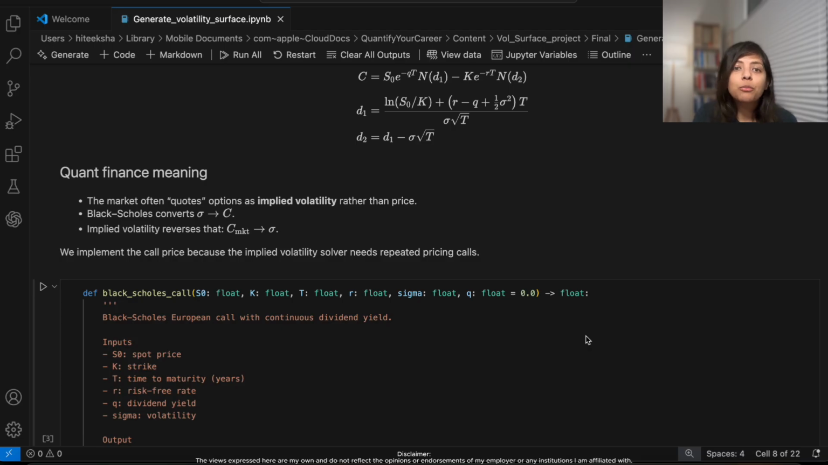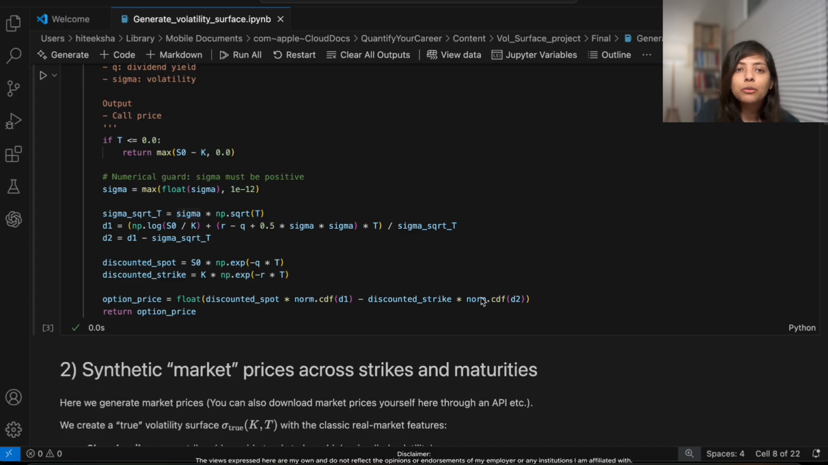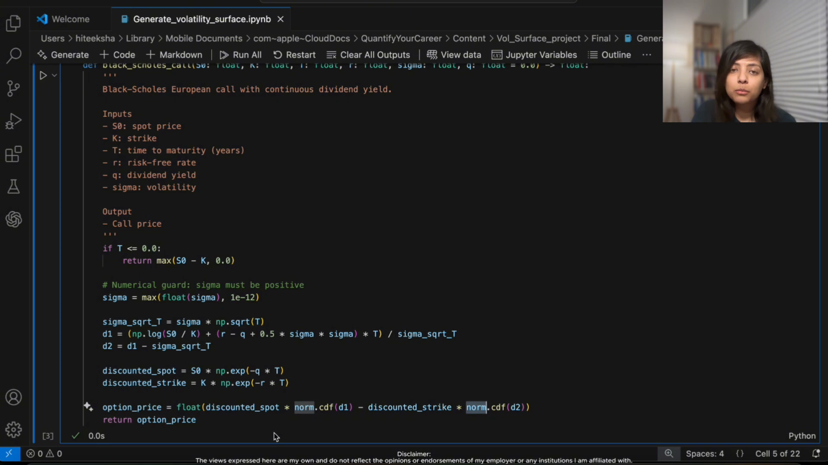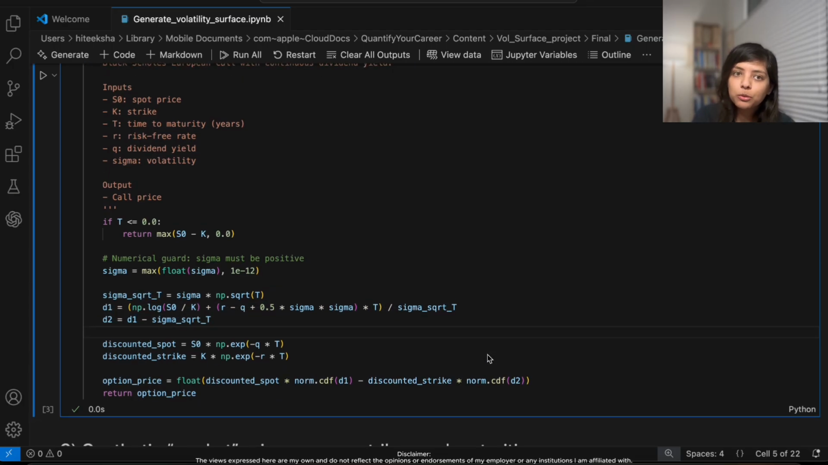That's why the formula has those cumulative normal distribution terms in it. They represent probabilities under the model's assumptions. The model assumes that the log of the stock price follows a normal distribution, and those probability terms tell you how likely it is that the option expires in the money. Now in the code, we compute what are called D1 and D2, which are intermediate values that show up in the formula. Then we evaluate the cumulative normal distribution at those points, and then we combine everything to get the call price.